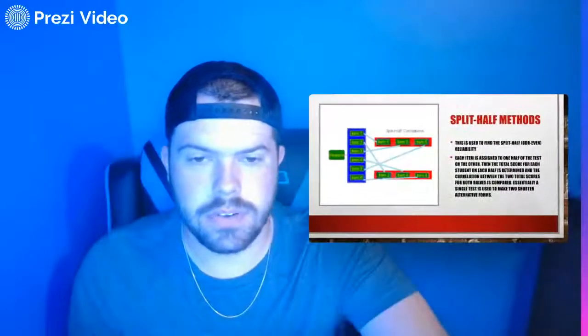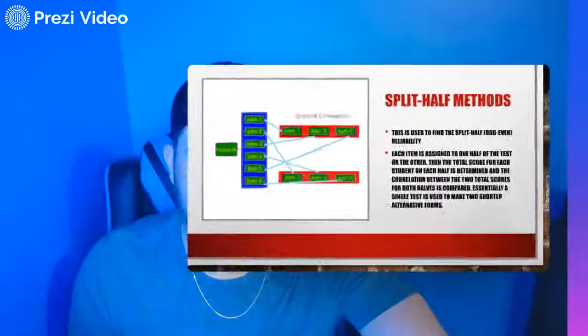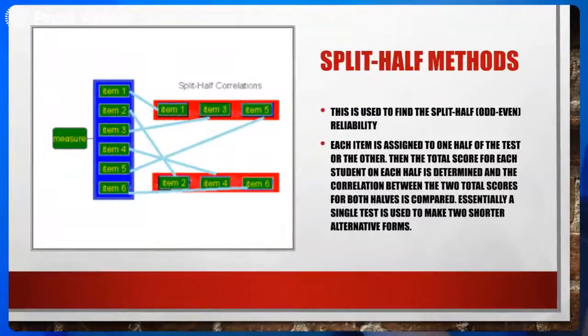Now, the first method under this is used to find the split-half odd-even reliability. So, split-half methods: each item is assigned to one half of the test or the other. Then the total score for each student on each half is determined, and the correlation between the scores for both halves is compared. Essentially, a single test is used to make two shorter alternate forms.